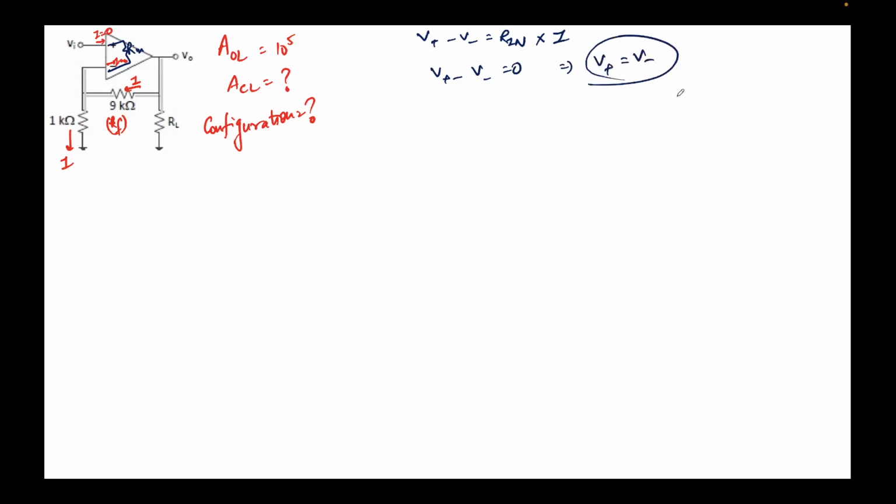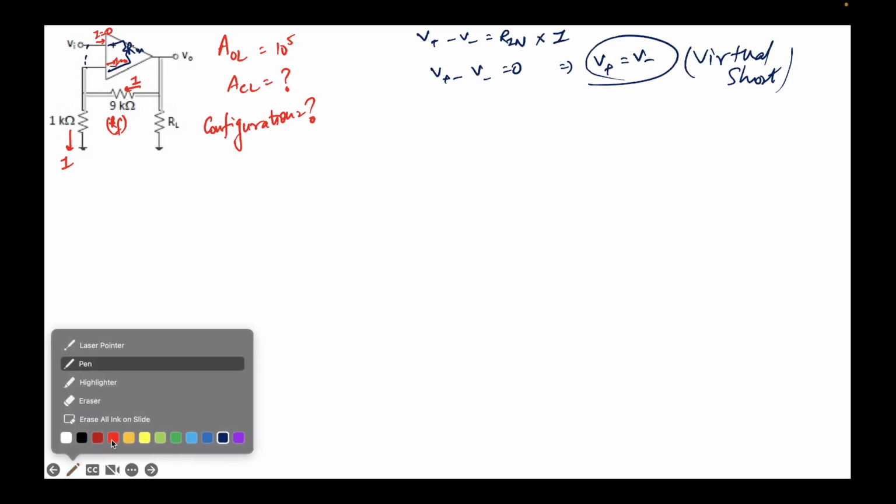This condition is known as virtual short. Why are we calling it short? Because both the input terminals are at the same potential. Why virtual? Because they're not actually shorted using a wire. It appears as if they are shorted. So it's called a virtual short and we denote it by a dotted line between these two terminals. Okay, so now let's try to solve this problem.